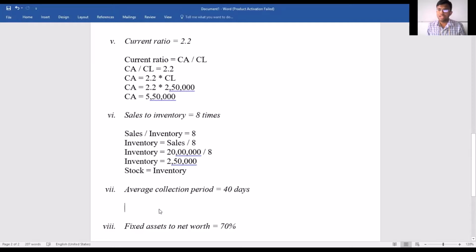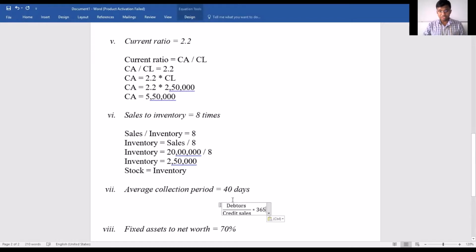So we notice that the average collection period over here is 40 days. So what does that mean? It means that whenever you carry out a credit sale, the money would be coming back to you in 40 days. So you would be able to collect the money back within 40 days. That is what is meant by average collection period.